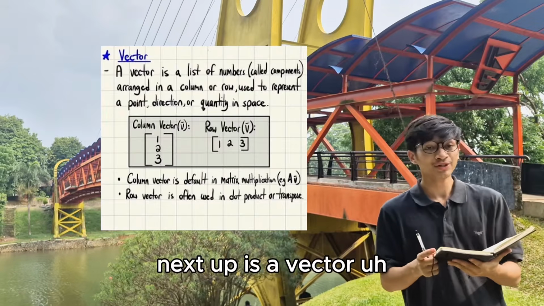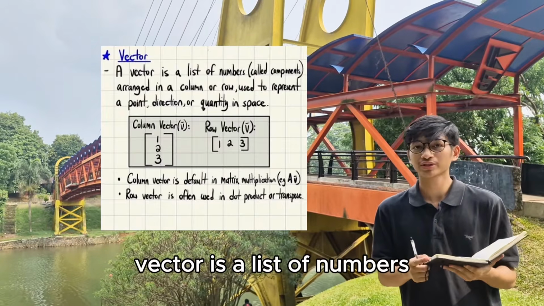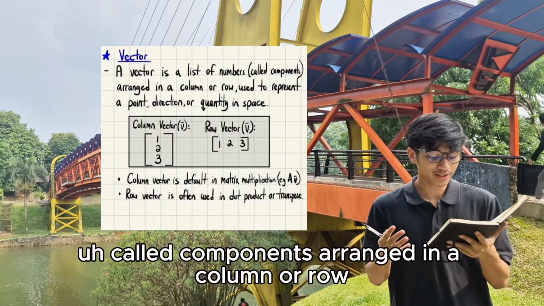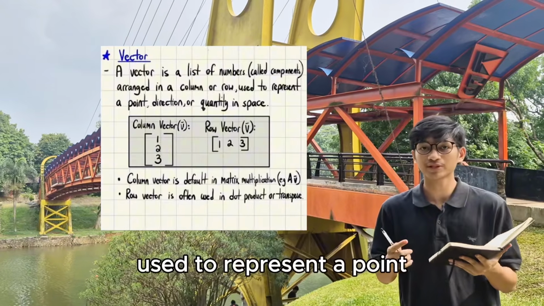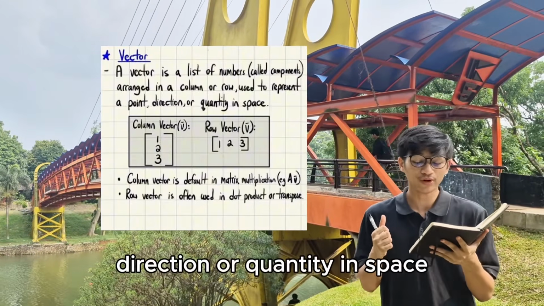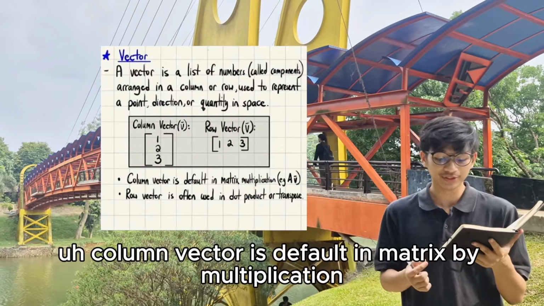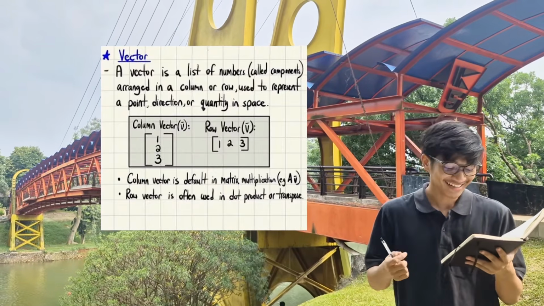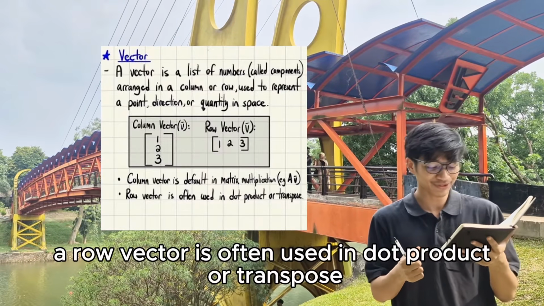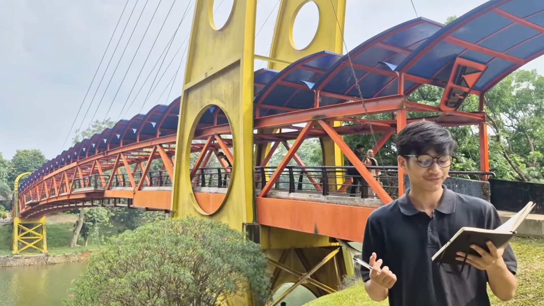Next up is a vector. A vector is a list of numbers called components arranged in a column or row used to represent a point, direction, or quantity in space. A column vector is the default in matrix multiplication. A row vector is often used in dot product or transpose.